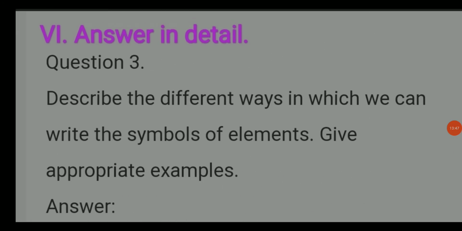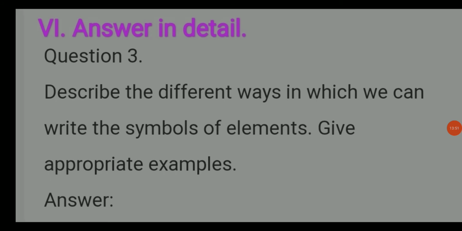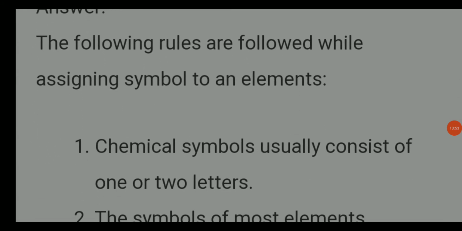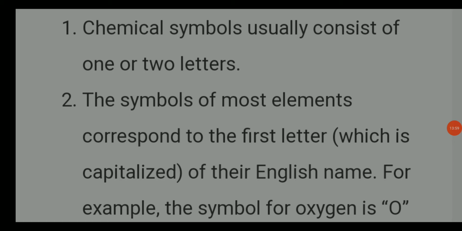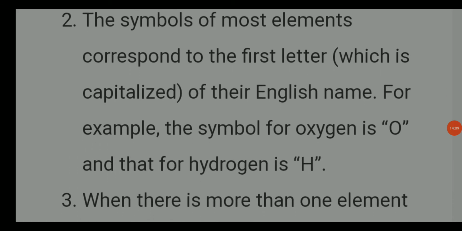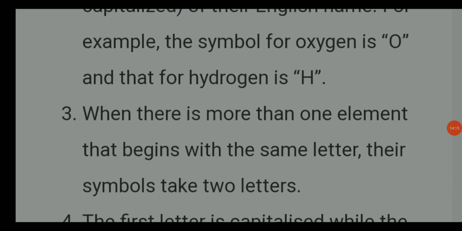Your third question, describe the different ways in which we can write the symbol of elements. Give appropriate examples. Answer: the following rules are followed while assigning a symbol to an element. First point, the chemical symbol usually consists of 1 or 2 letters. Second point, the symbols of most elements correspond to the first letter, which is capitalized, of their English name. For example, the symbol of oxygen is O and that for hydrogen is H, which is also capitalized.